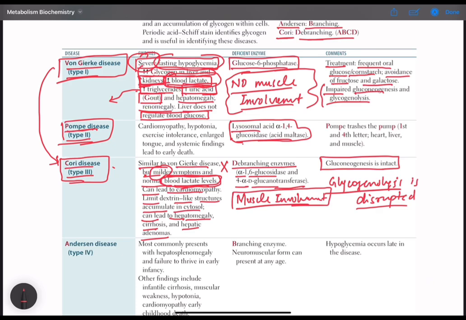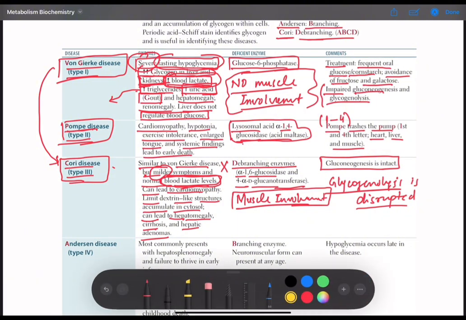So the mnemonic for Pompe disease is Pompe trashes the pump. The P is the first letter and fourth for the enzyme 1,4-glucosidase. The enzyme has alpha 1,4-glucosidase for P. P both in pump as well as Pompe, it is the fourth letter, and the organs involved are heart, liver, and muscles. The symptoms are cardiomyopathy, hypotonia, exercise intolerance, enlarged muscles, especially enlarged tongue, and systemic findings leading to early death.